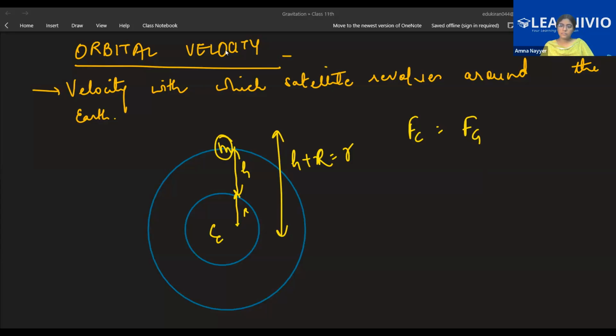V square by R. Okay, but what was the need for searching this? If you didn't know the answer, you could have directly told. No, ma'am. A message came from my class. That's why.